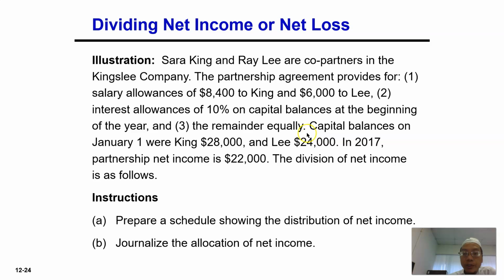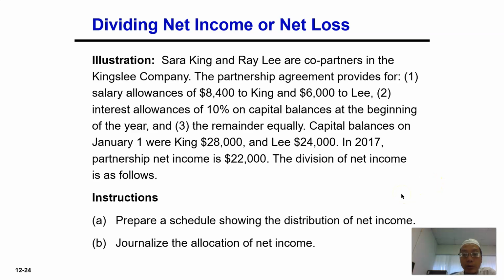Background information is that the capital balances on 1st January were King 28,000 and Lee 24,000. So King has a capital balance at the beginning of the year of 28,000, whereas Lee has a 24,000 capital balance. In 2017, the partnership net income is 22,000. Therefore, the division of net income is as follows. What is required from us is to prepare a schedule showing the distribution of net income.